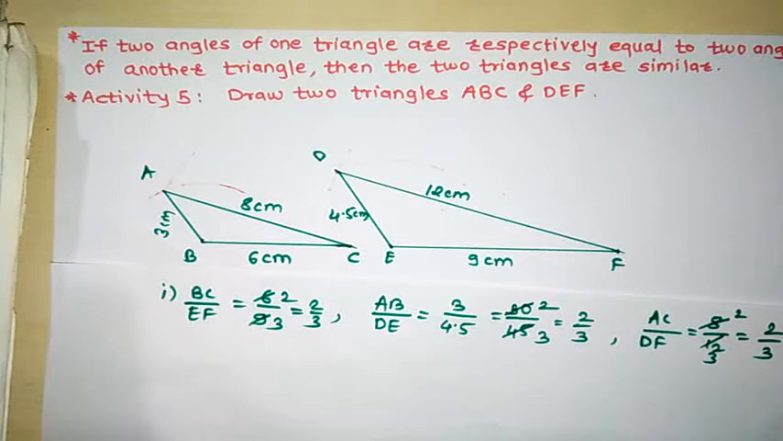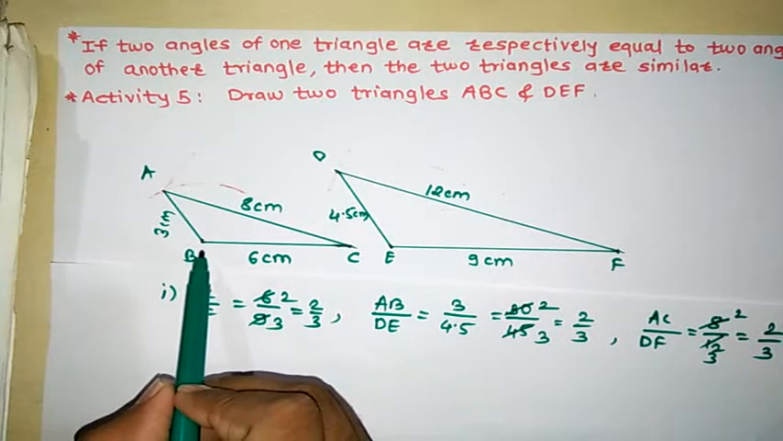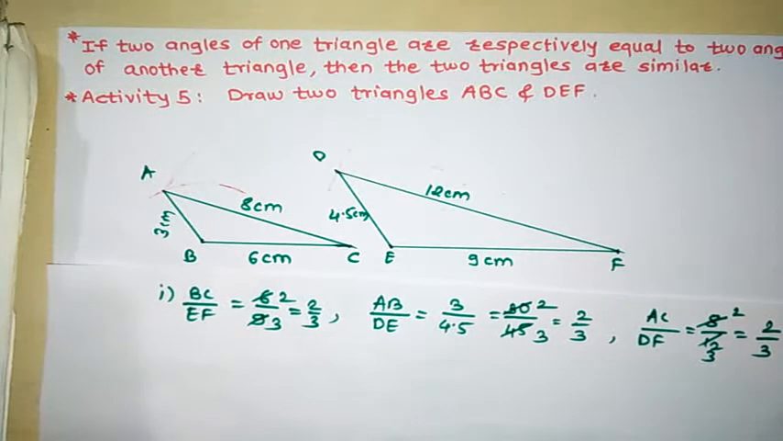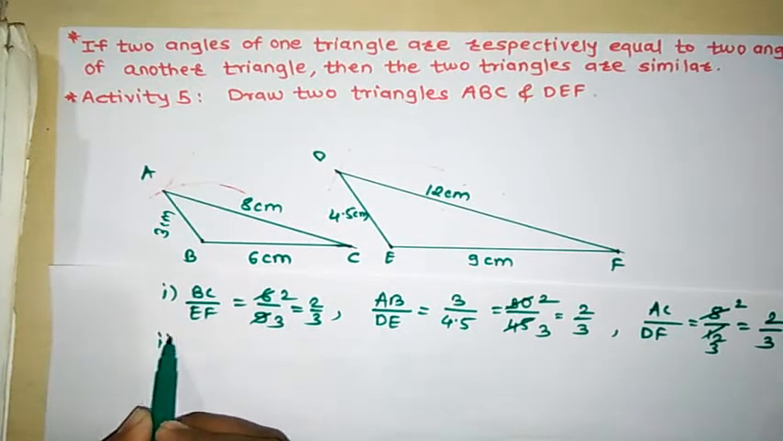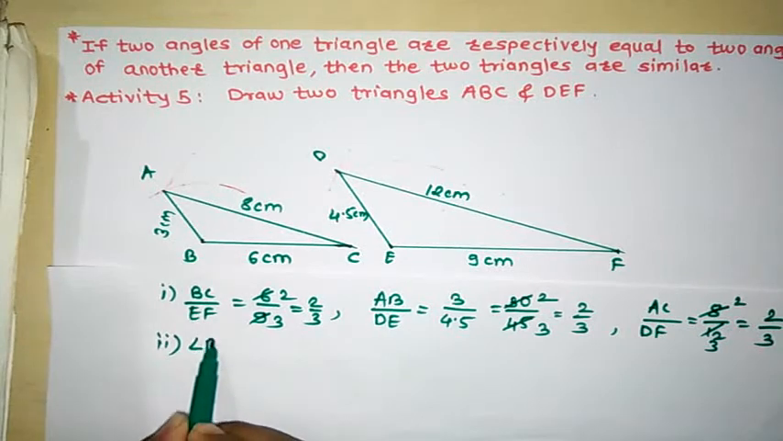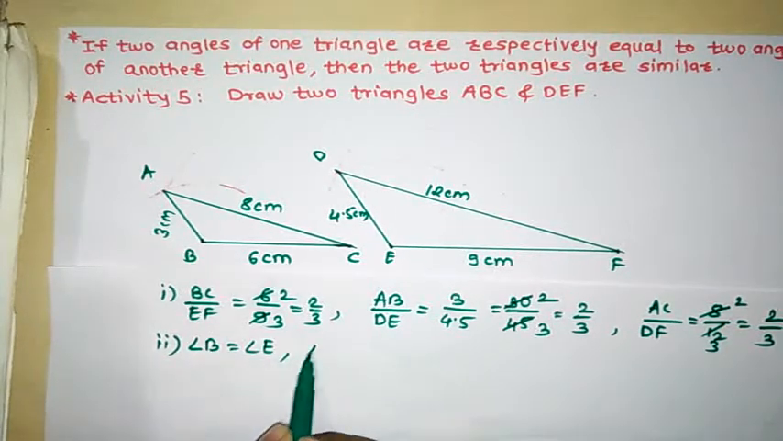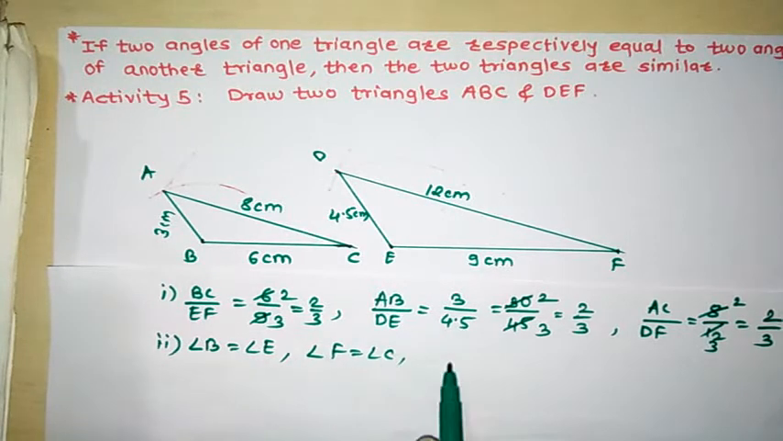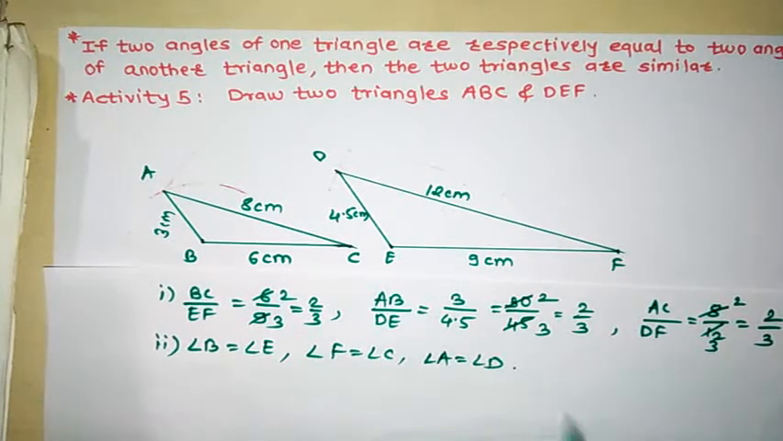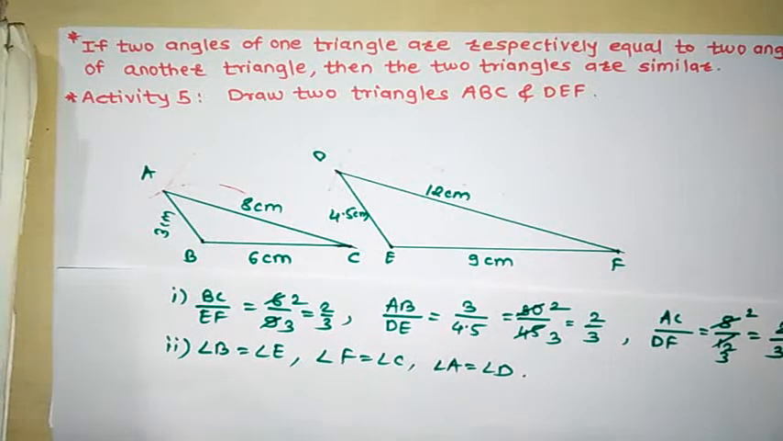Now we have to check whether all the angles are equal. This is your task. Put the protractor here and check the angle B, whether it equals angle E. After checking, definitely you will get angle B equal to angle E, angle F equal to angle C, and angle A equal to angle D. You can say that if all the corresponding sides are in the same ratio, then all the corresponding angles are equal. You will get this by activity.